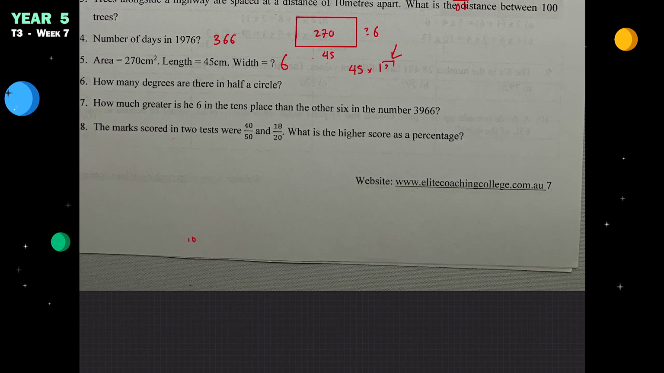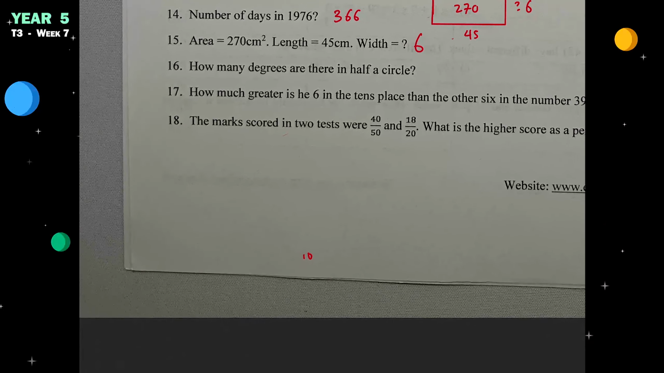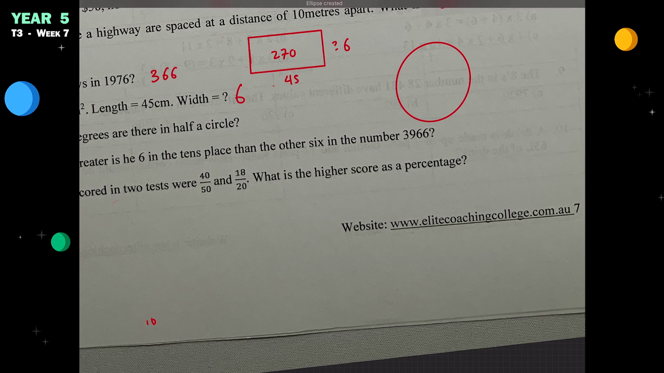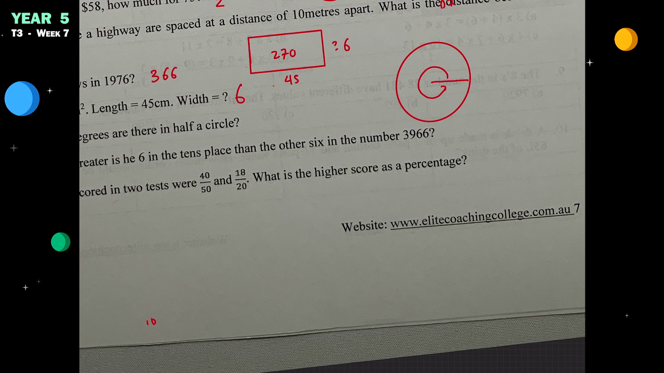Next one, let's have a look. Let's rub this out for a second. The next one says, how many degrees are there in half a circle? Well, we know that a full circle, if you go all the way around, makes a full revolution, which is 360. Half a circle is half of 360, so you can figure that out.